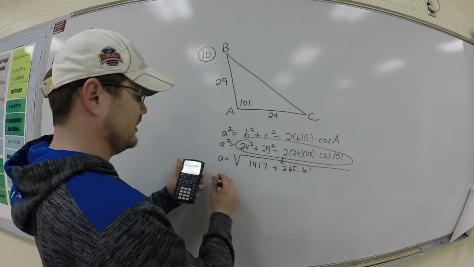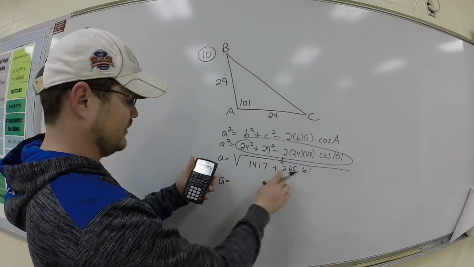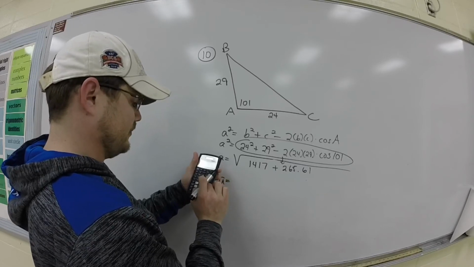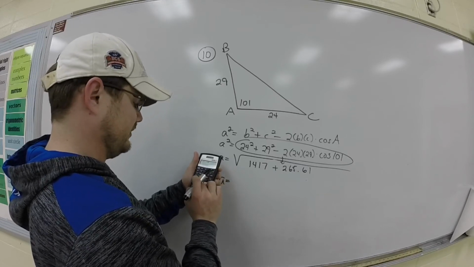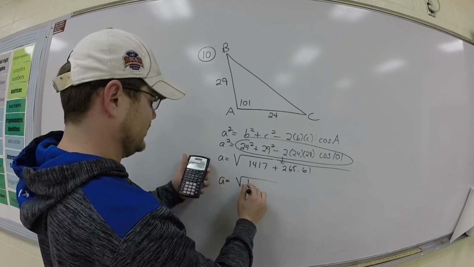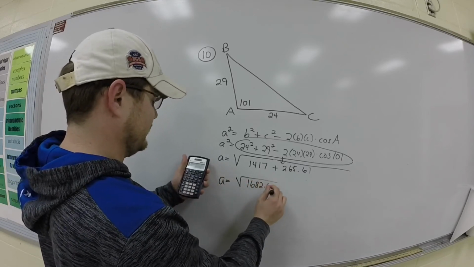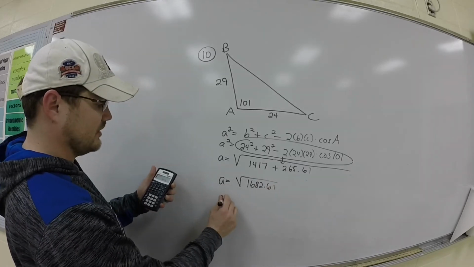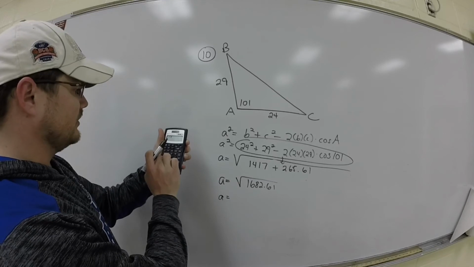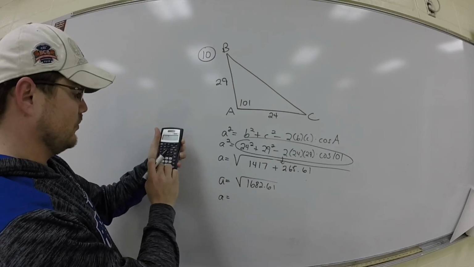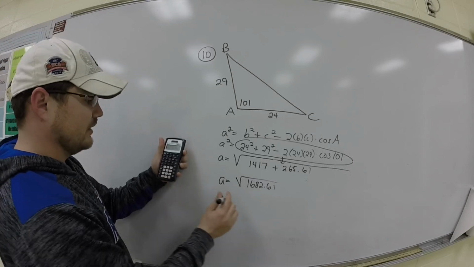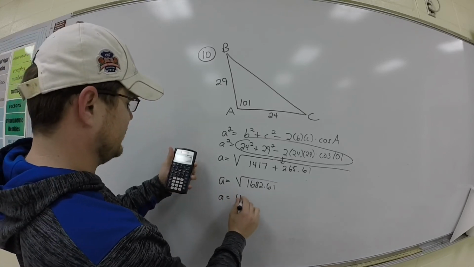I'll say. Alright, and so 1417 plus 265.61, that gives me 1682.61. Take the square root of that. That'll give me side A. Second, x squared, that gives me my square root, 1682.61. So for side A, I get 41.